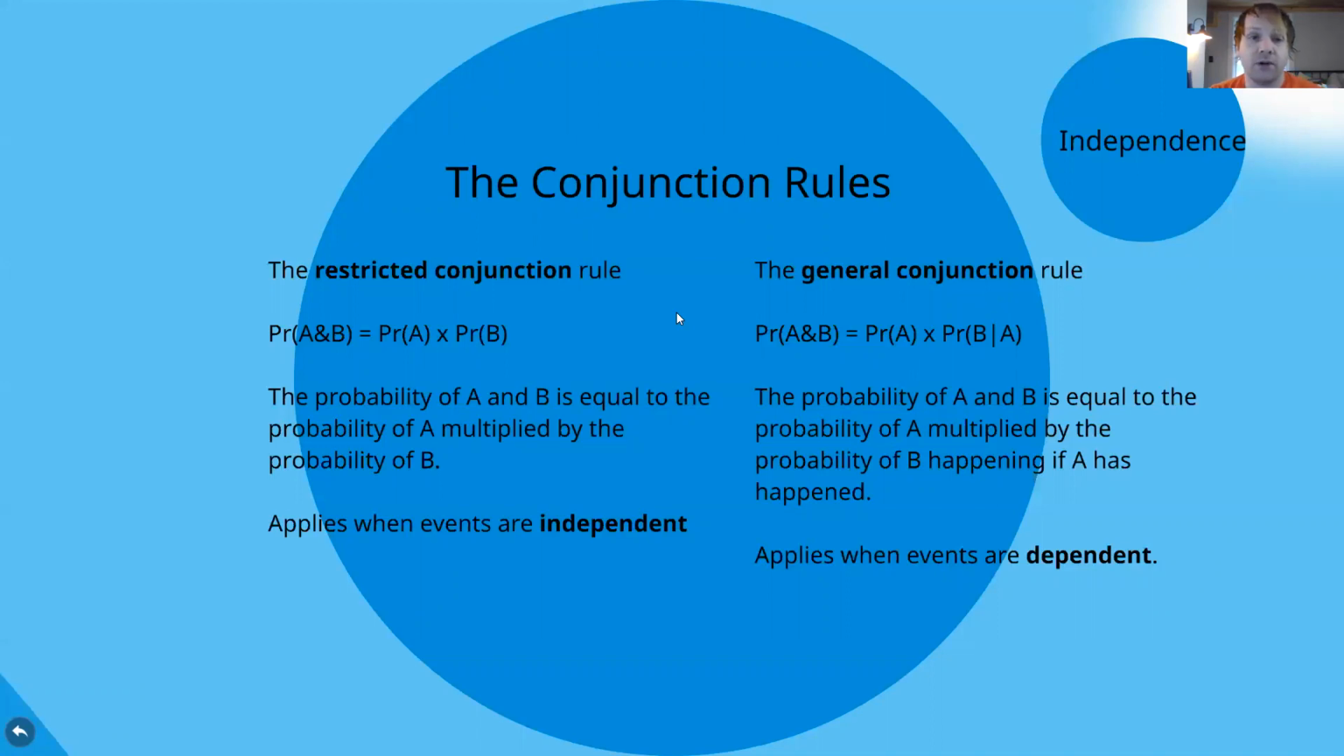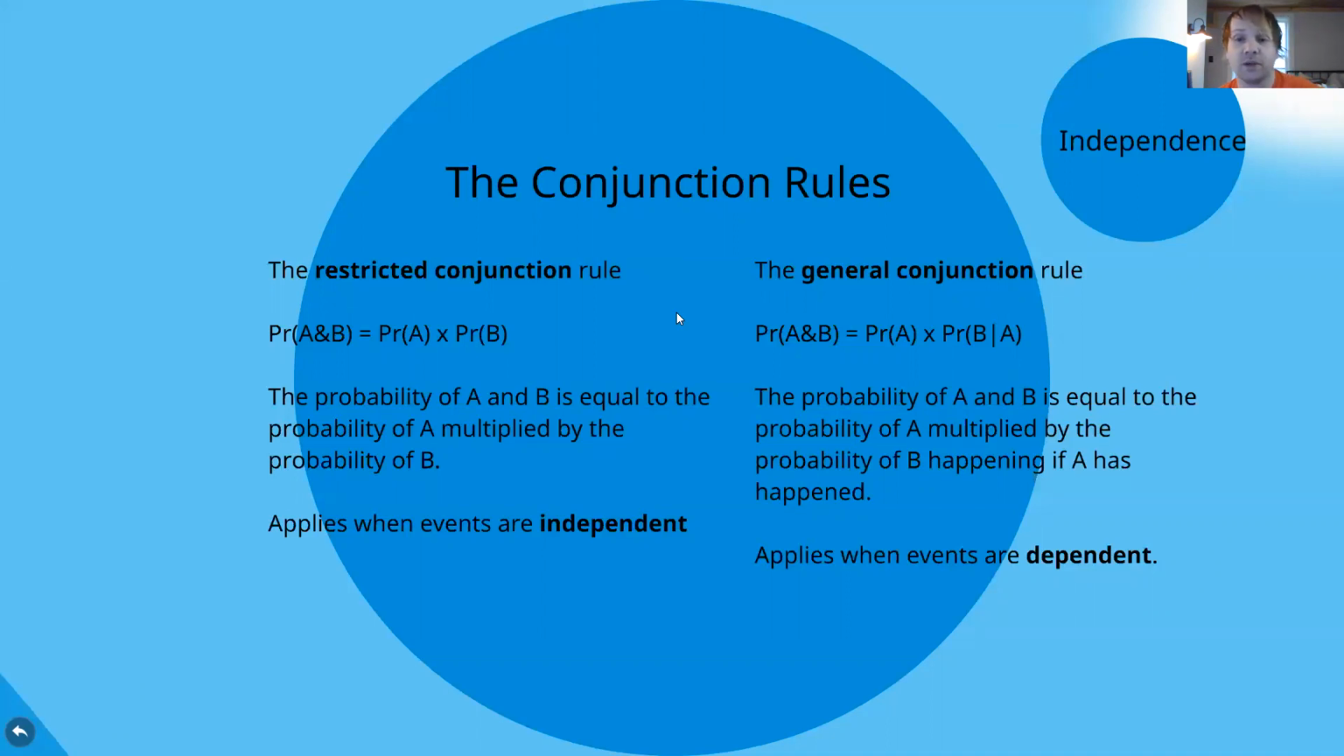So recall that when you apply these rules, they apply to very different circumstances, and the circumstances that we're concerned with are those where the events in question are dependent or independent of each other. If the first event has no effect on the second one, then we would call those events independent, and we would apply the restricted conjunction rule. If the events do influence each other, or at least if one influences the other, then we call the events dependent, and we apply the general conjunction rule.